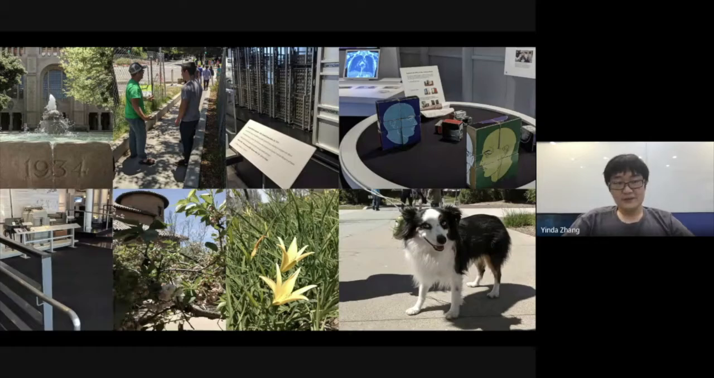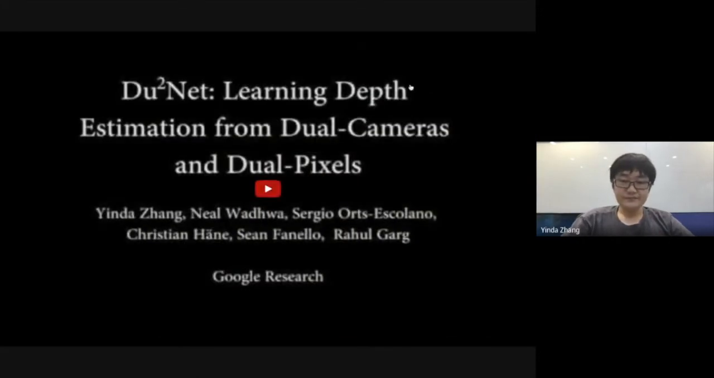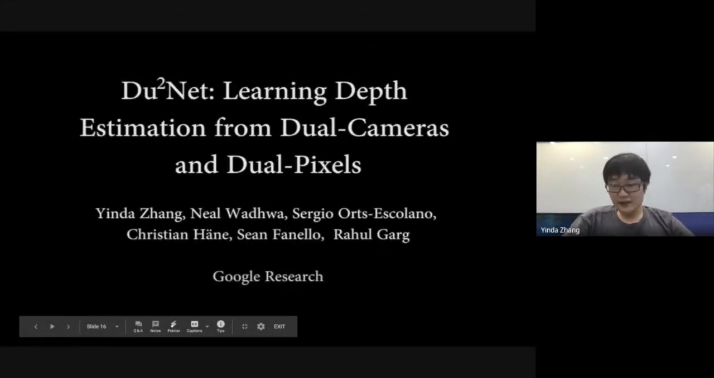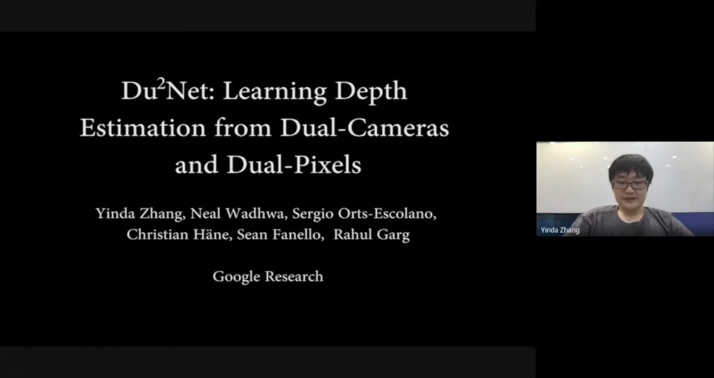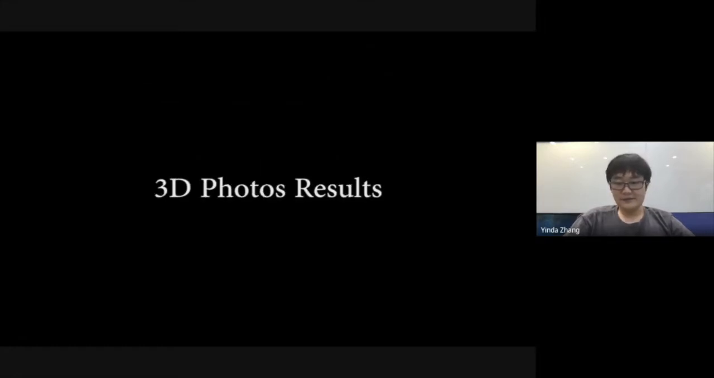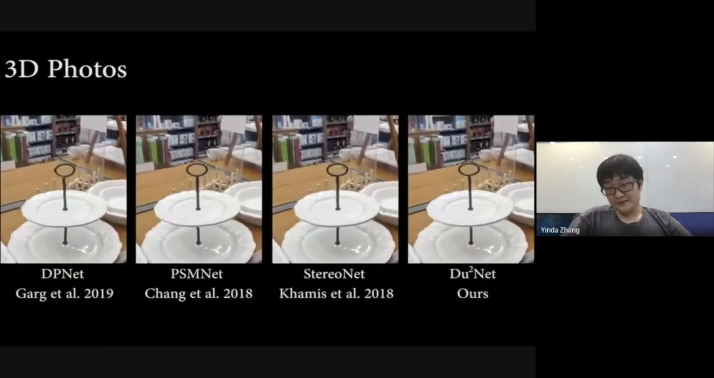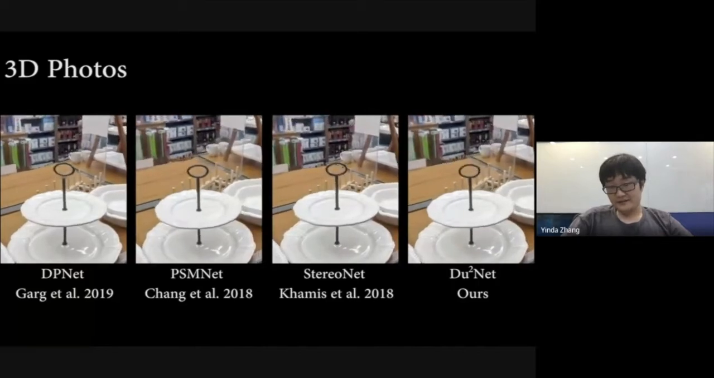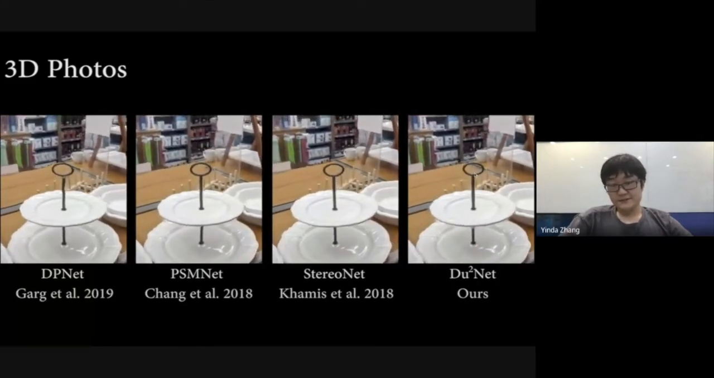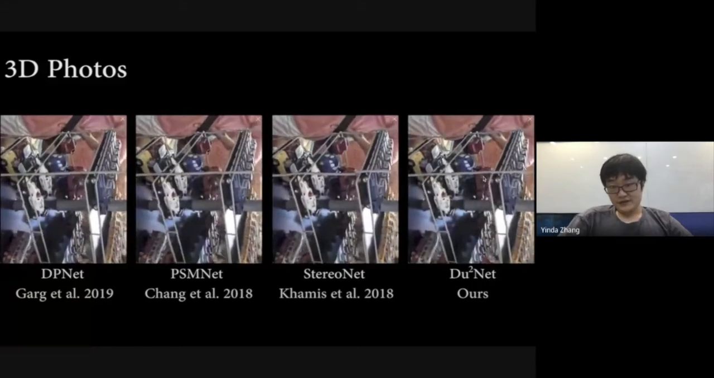Then we can run our model on different scenes, and it can successfully produce very nice looking portrait mode images. And we also compare the depths on the 3D photo application where we use our depths and also depths from previous methods that use only the dual pixel or dual camera. As you can see, only with our depths, the thin structure can be well maintained. For example, the circle here, and also the thin structure, the rail here.